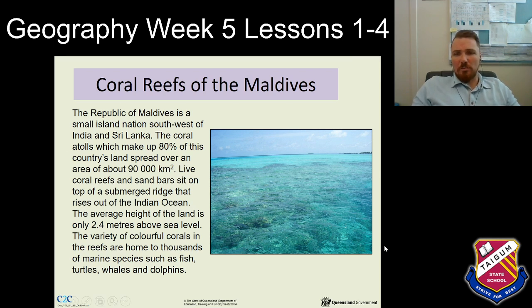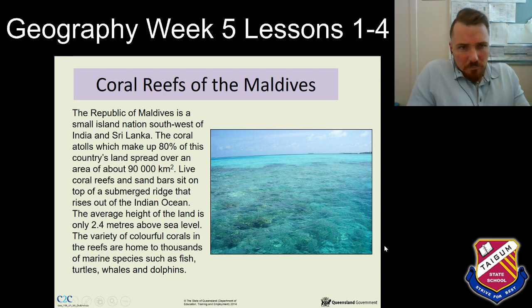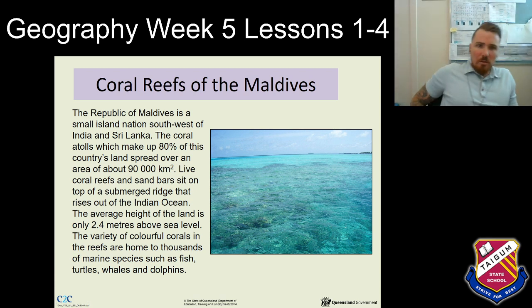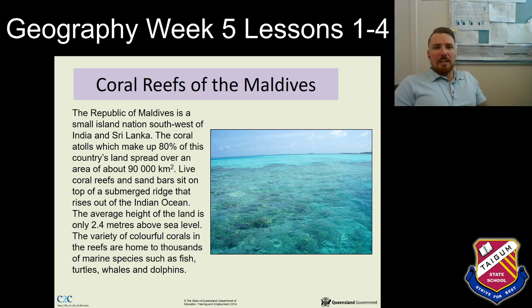Another important one is the coral reefs of the Maldives. The Republic of Maldives is a small island nation southwest of India and Sri Lanka. I know the Maldives well because it's got fantastic surf. I haven't been there, but I really want to.